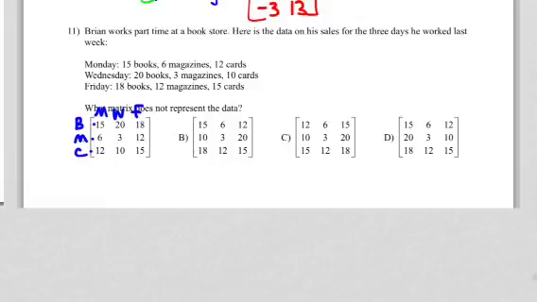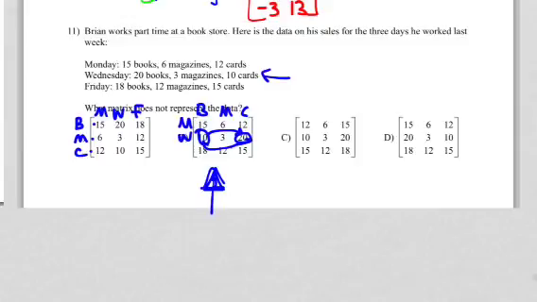The next one's 15, 6, 12 going across. So that's Monday. And this is books, magazines, cards. 10, 3, 20, excuse me, is supposed to be Wednesday. But 10 should be over here, and 20 should be up here. It's in the wrong order. So this one, B, does not represent the matrix. And the other ones are fine.